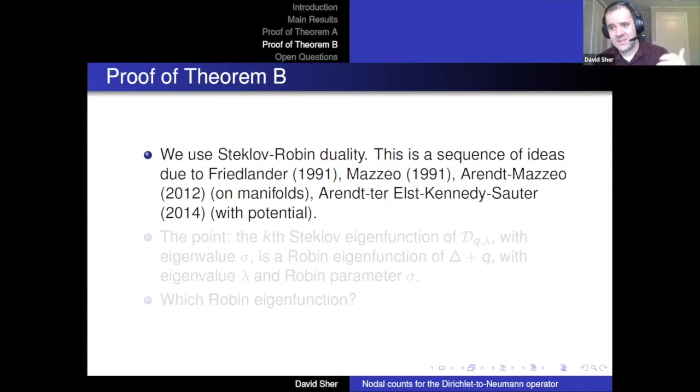Theorem B is the statement that the number of nodal domains for the interior Steklov eigenfunctions, the u case, not the phi case. Now, these are nodal domains in omega and not just on the boundary. That is less than or equal to k plus d, where d is the number of non-positive Dirichlet eigenvalues of delta plus q minus omega.